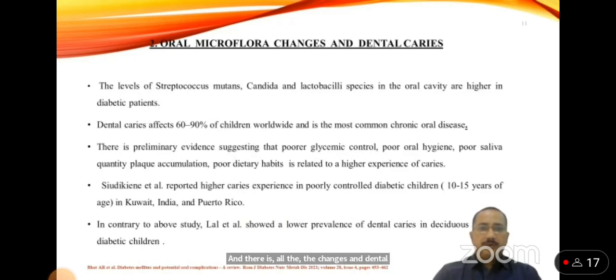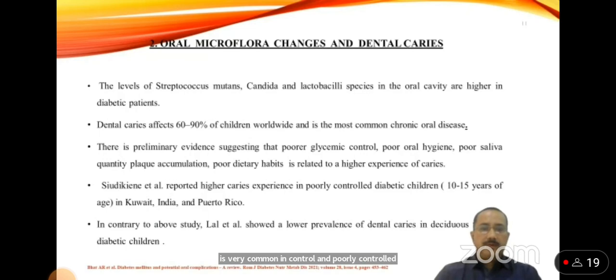The levels of Streptococcus mutans, Candida and lactobacilli species in the oral cavity are higher in diabetic patients. Dental caries affects 60 to 90% of children worldwide, and this is the most common chronic oral disease. There is preliminary evidence suggesting that poor glycemic control, poor oral hygiene, poor saliva quantity, plaque accumulation and poor dietary habits are related to a higher experience of caries. Some scientists report that higher caries experience is very common in poorly controlled diabetic children around 10 to 15 years of age in Kuwait, India, and Puerto Rico.